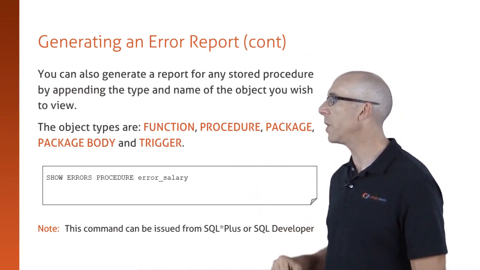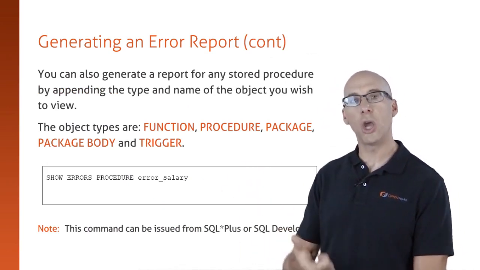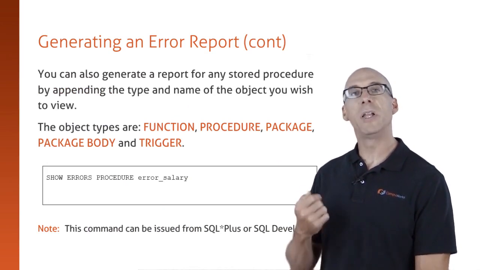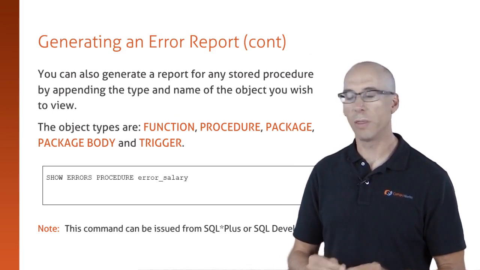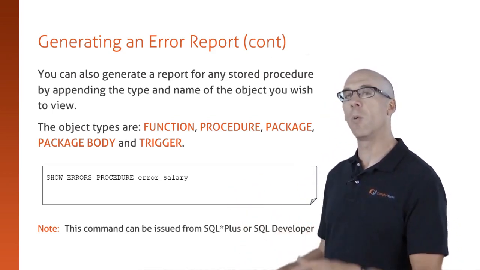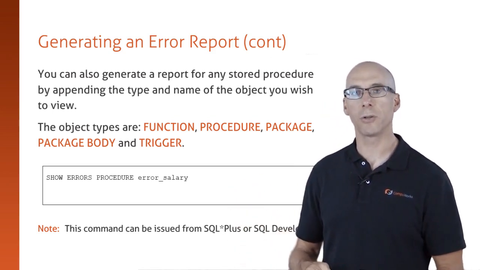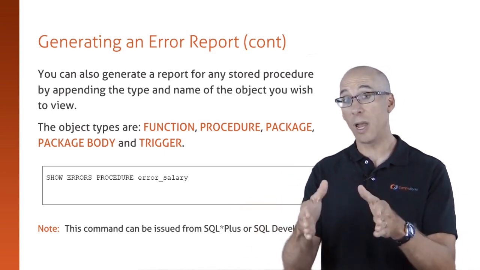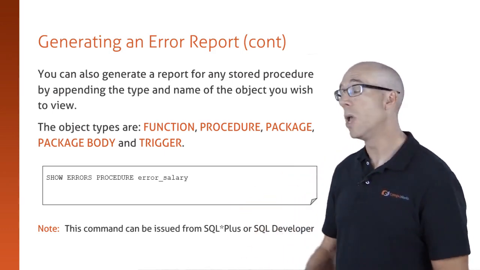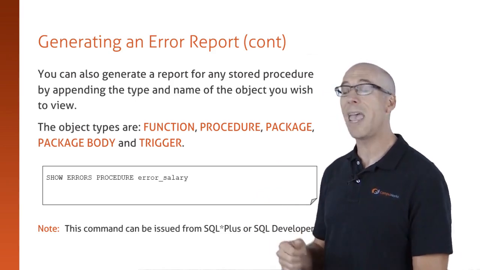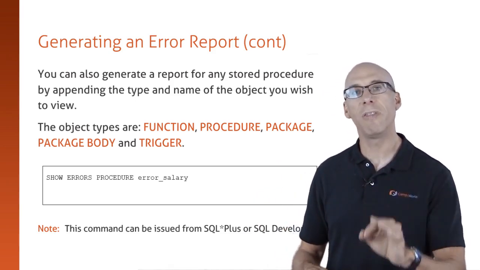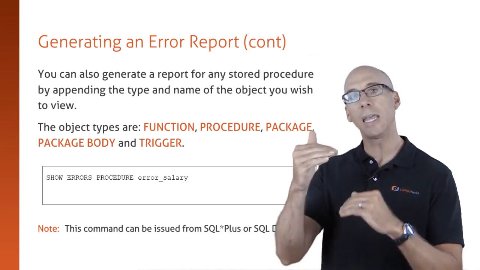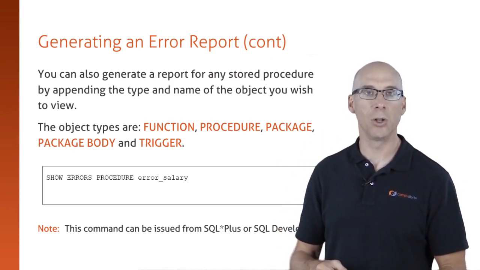Now, when you want to generate an error report, you can use the SHOW ERRORS command, but then you define what object you want to work with. So you can say SHOW ERRORS, and I want to see only procedure errors. If you stopped right there, you'd be able to see all your procedure errors. But if you also put in the name, you can see all of the errors associated to that object. And it gives you a means of going back and taking a look at it.